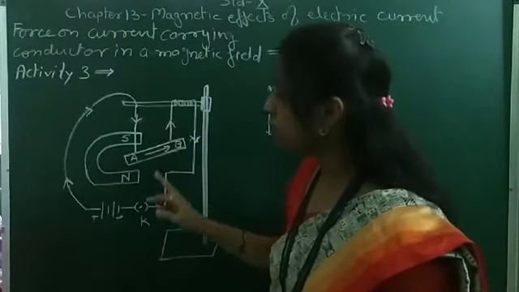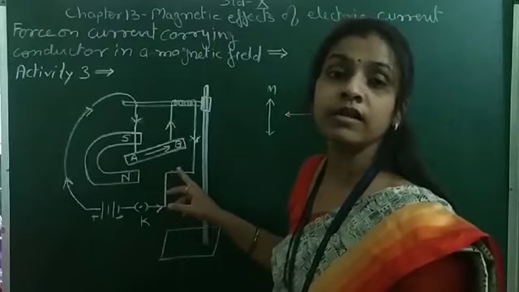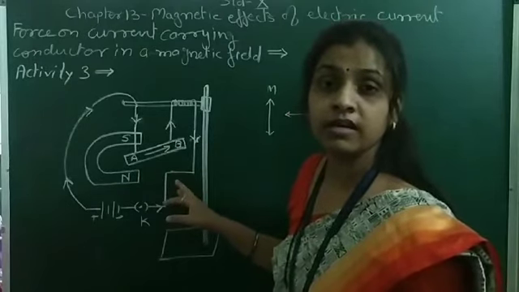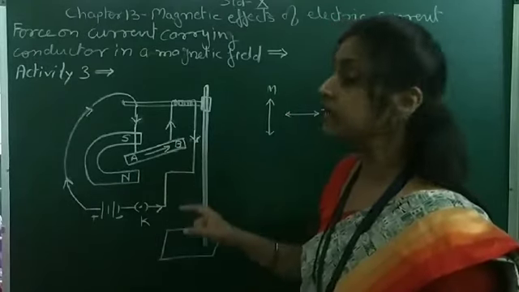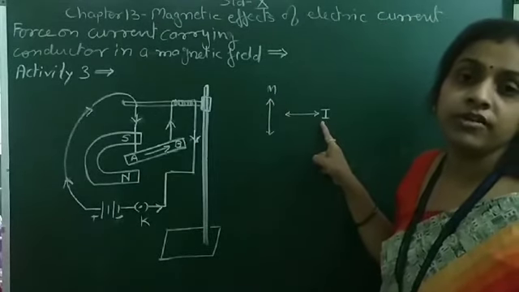So this activity shows that the direction of force exerted on a conductor depends upon the direction of the magnetic field and the direction of the electric current.